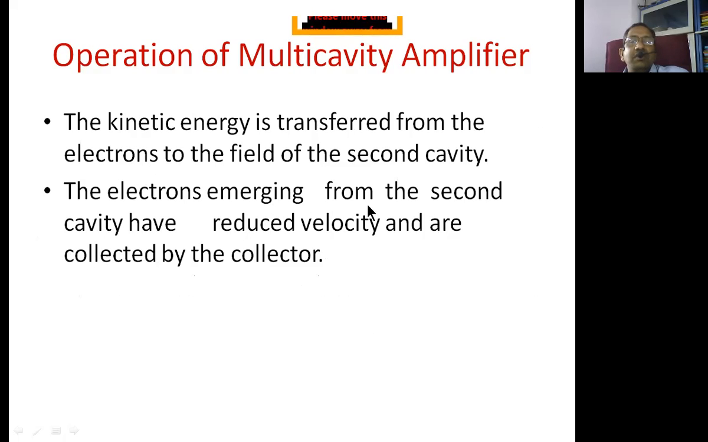So the electrons emerging from the second cavity have reduced velocity and are collected by the collector. So the electrons coming from the second cavity have a slightly reduced velocity, so that we can collect the RF signal from the output of the collector. From the output, using appropriate coupling cables, we are going to couple the output signal to the load.